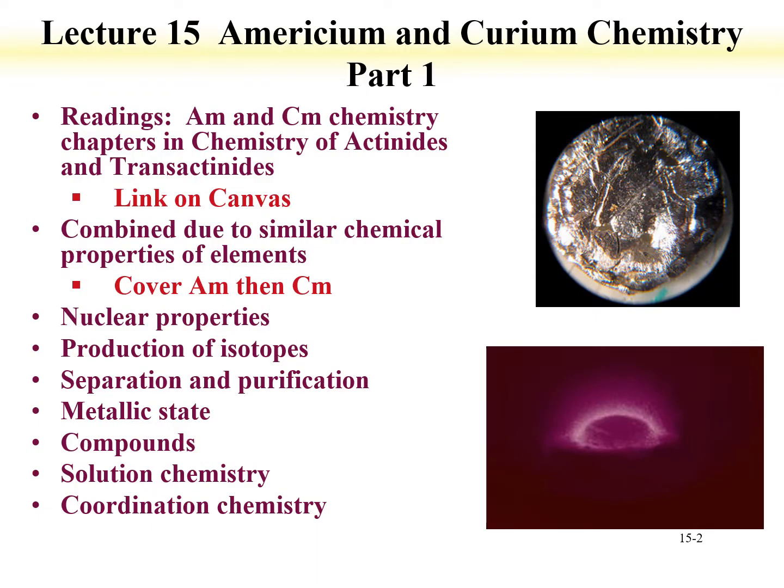The readings for the lecture on Americium and Curium are the chapter on Americium chemistry from The Chemistry of the Actinides and Transactinides, and the Curium chapter from the same compendium. We're combining these elements because of their chemical similarities. We'll see that both of these elements are primarily trivalent actinides. However, we can make the +5, +6 of americium and the +4s of both elements, but they're not really the dominant oxidation states.